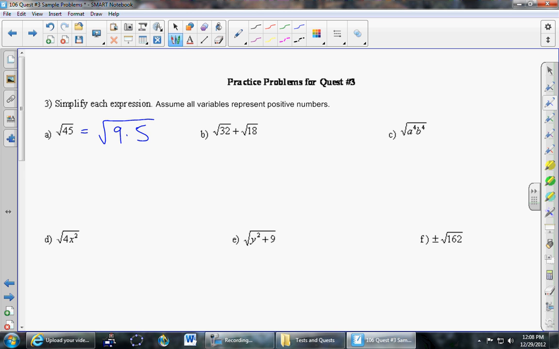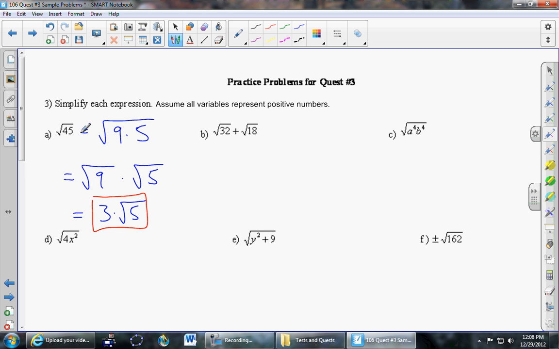And then we'll take advantage of this nice property of square roots that says you can split up a product into 2 square roots and then multiply at the end. Square root of 9 is nice. It's 3 times square root of 5, and that's our final answer.